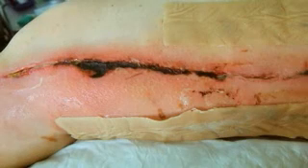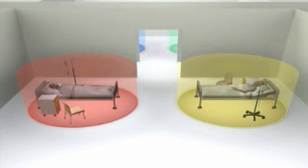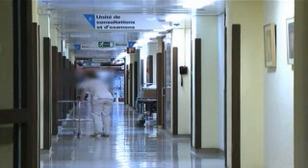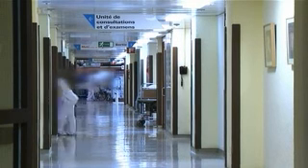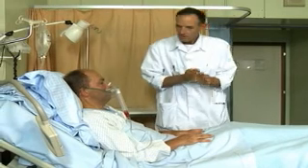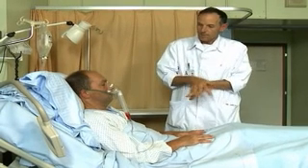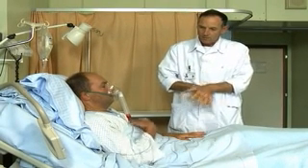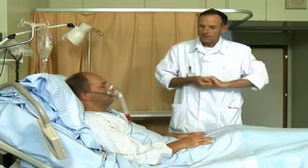Hand hygiene prevents nosocomial infection in patients and the cross-transmission of microorganisms between patients. Hand hygiene prevents contamination of the hospital environment with potential pathogens. Finally, it helps protect healthcare workers from occupational infectious diseases such as infection with the human immunodeficiency virus and hepatitis C virus.